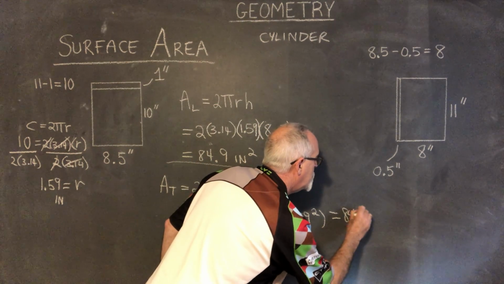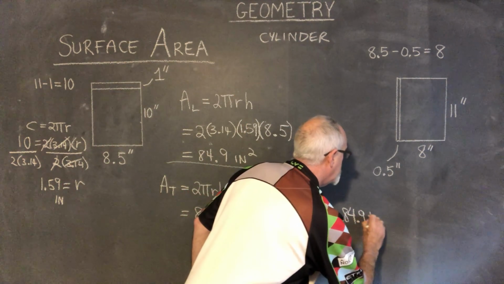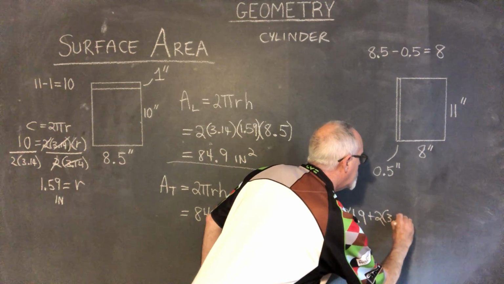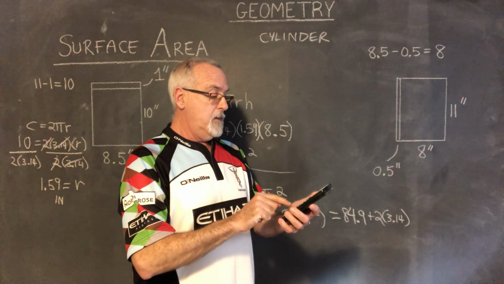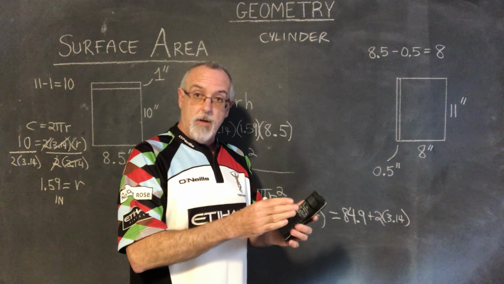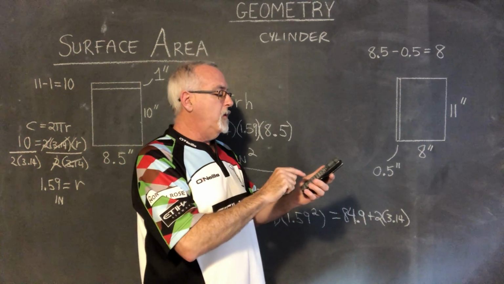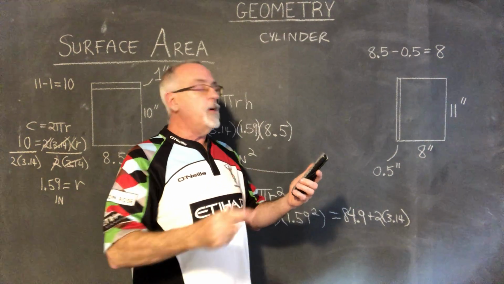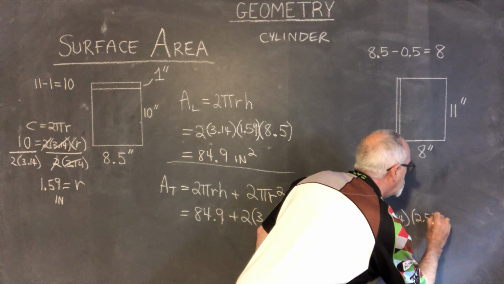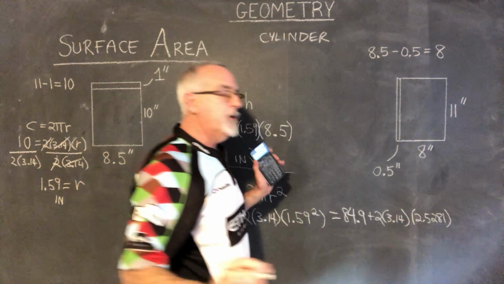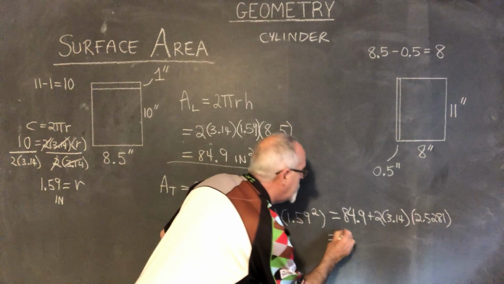84.9, try not to write too large, plus 2 times pi times the answer to 1.59 squared, so I'm going to do that now. 1.59, now that's already rounded. I could have used that long decimal and it would be a little more exact, but we did some rounding. 1.59 squared is 2.5281. That's kind of long. I'll put it though. 2.5281. So far I've only rounded once. And then I'll write an equals 84.9.